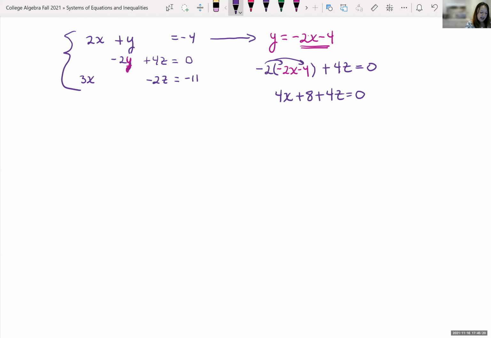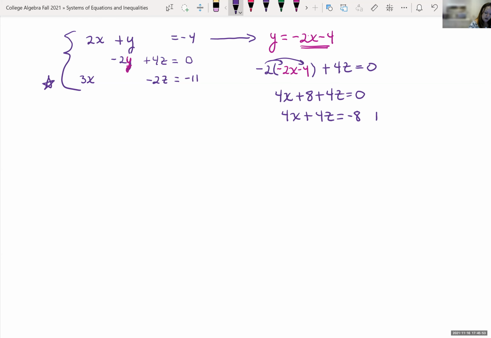And so notice that I have the same variables that I do in that first equation. Let me just isolate the variables and get that 8 to the other side by subtracting 8. So I have 4x + 4z = -8. So basically what I just did is I manipulated this. I'm rewriting my system. It's a new system, but it's going to have the same solutions.